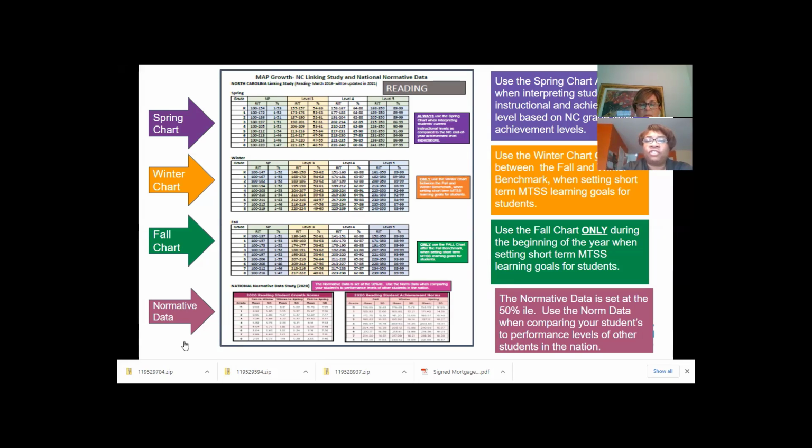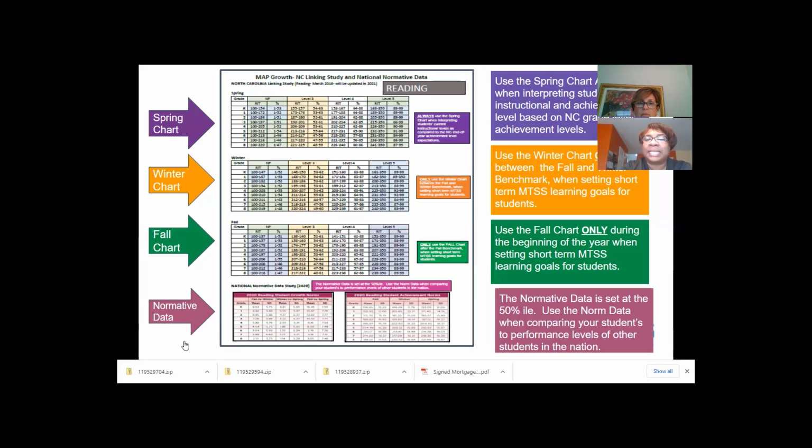Remember the spring chart when you're trying to assess in North Carolina or in CMS how my students are performing over time, how they're achieving. And also when you're asking the question, where do I need to begin teaching my students? We always want to refer to the spring chart, whether it's the fall, winter, or spring, and we're looking at our student data, we want to use the spring chart.